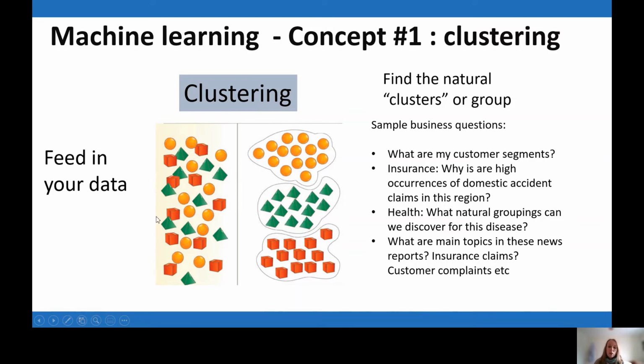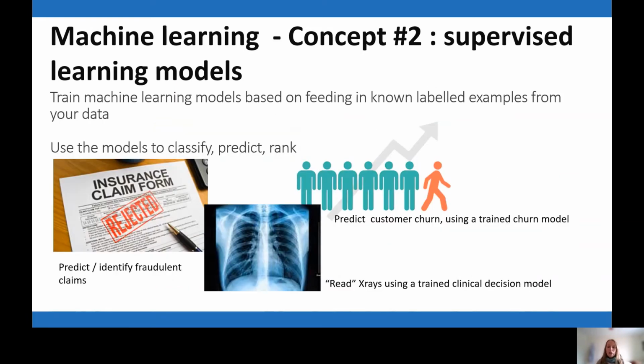We put through all the patient details through here on the left-hand side. What are the main topics in these news reports? Insurance claims, customers claims, etc. Okay, so it's automated analysis. The second concept then, beyond clustering, which is slightly separate, is around supervised learning models.